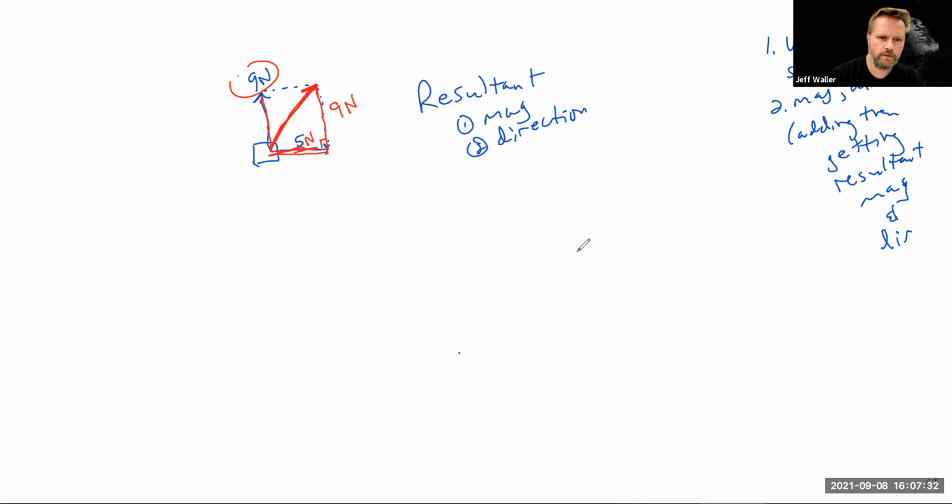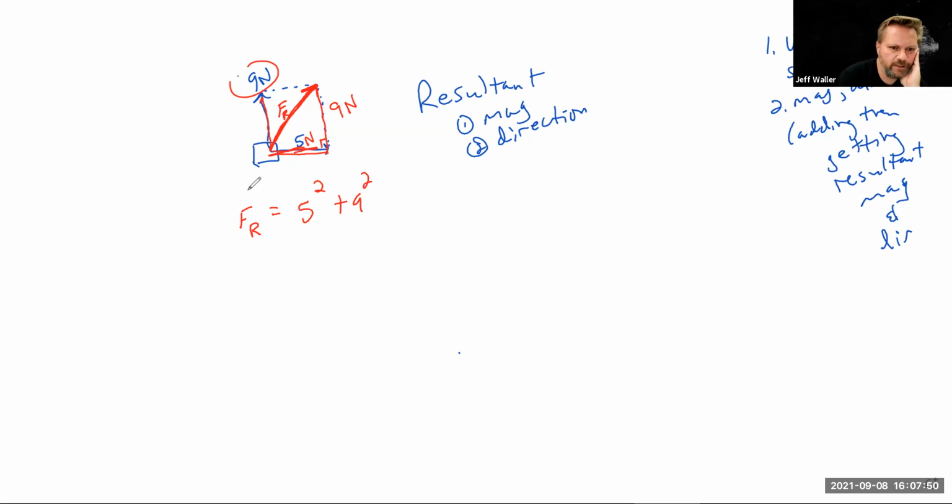Pythagorean Theorem. I love it. So set it up for me. Let's just call this F resultant, or F_R. So what would that equal? 5 squared plus 9 squared.